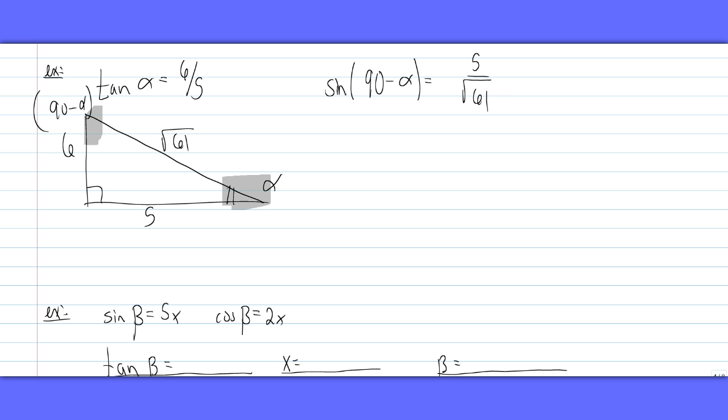I don't want to leave it in that form. I can't have a radical in the denominator, so we will rationalize it by multiplying numerator and denominator both by root 61. So it's 5 root 61 over 61. Not exactly a pleasant looking answer, but there's no radical in the denominator. It won't simplify down anymore because the integers 5 and 61 don't have anything in common. So that is the sine of 90 minus alpha.